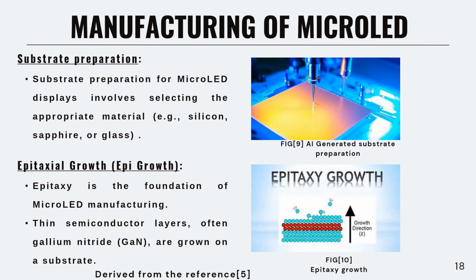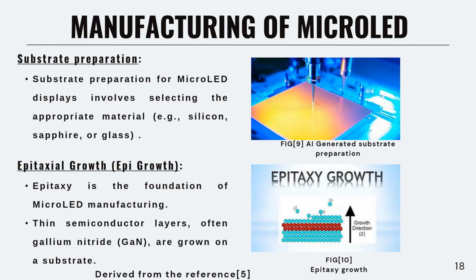Then one of the next steps of the substrate preparation is surface preparation. After the cleaning process, the substrate surface may undergo surface treatments to enhance its quality and suitability for epitaxial growth. Treatments include chemical mechanical polishing. Then we can move to the next step, which is epitaxial growth.